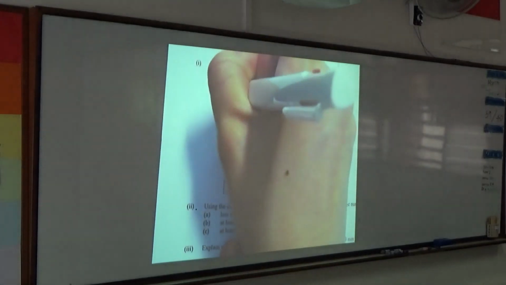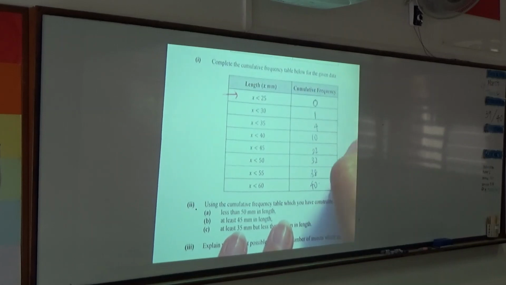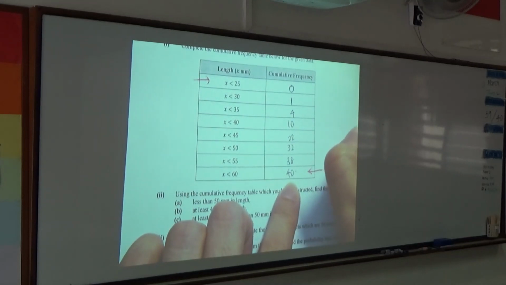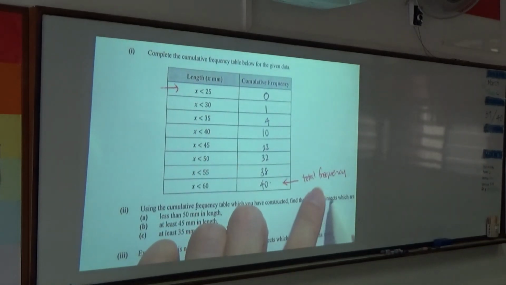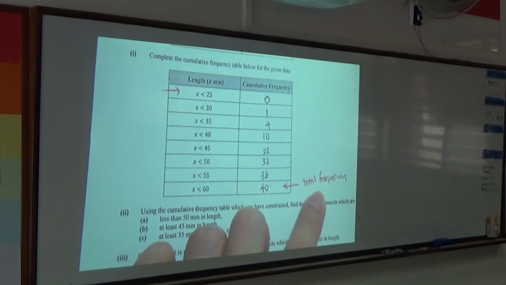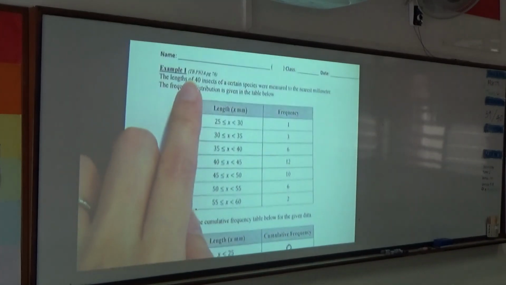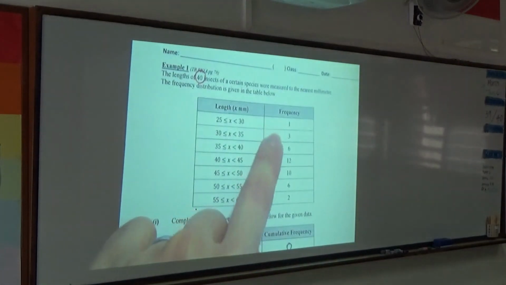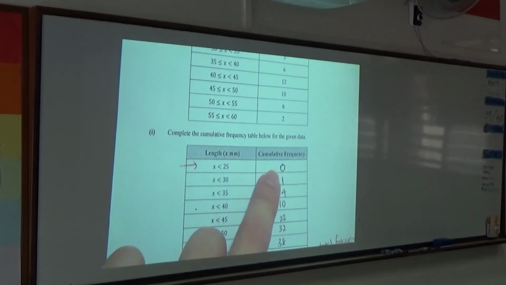Things to take note. The first interval, make sure you don't make assumptions. And then your cumulative frequency at the end must always be the total frequency, which the question did actually tell us. Right at the start, they told you there are a total of 40 insects. So over here, all the frequencies add up to 40, which explains why I can safely say there's no insect that's lesser than 25.